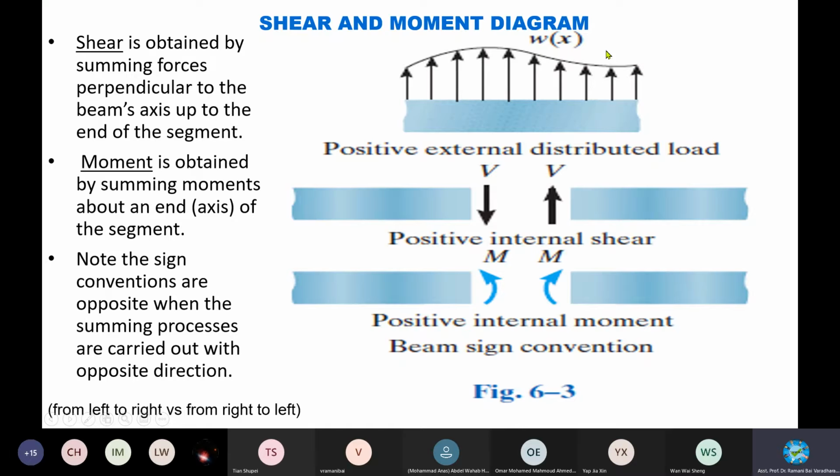If it is a non-linear type, like a curvilinear, not even linear, a curving type, a parabolic type, for parabolic you need an equation, like what is Wx. And then the moment is obtained by summing moments about an end of the segment. Note the sign conventions are opposite when the summing process is carried out in the opposite direction.